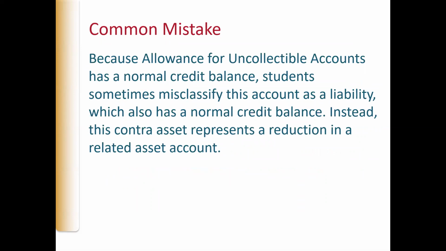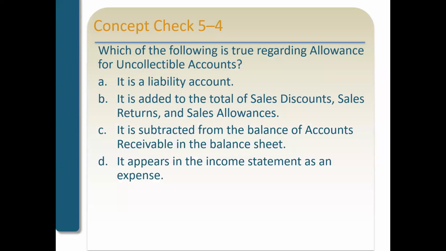Because allowance for uncollectible accounts has a normal credit balance, people think it's a liability. But guys, it's not a liability. It has a normal credit balance like a liability, but in this scenario, we treat it as a contra account against a related asset. Who wants to take this one?